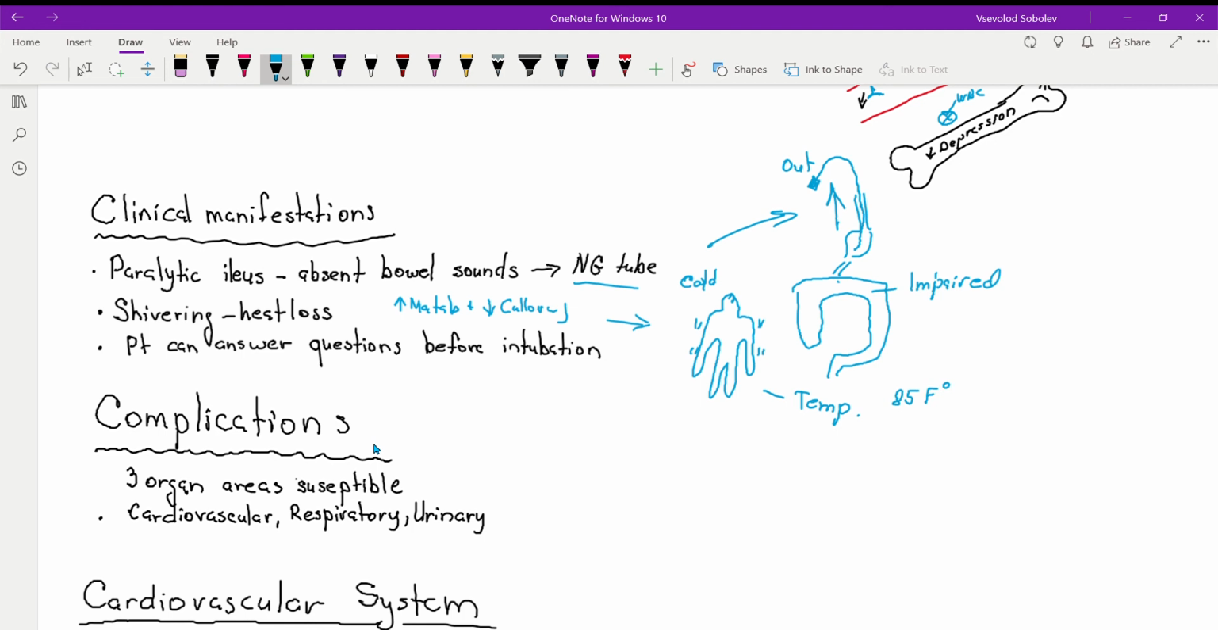The patient can answer questions before intubation. So yes, before intubation the patient is able to answer questions, but preferably within 2 hours after arrival they should be intubated, because those airways will be occluded by edema. And it's better done before that. It's better to use orotracheal access instead of tracheostomy. All right, I'll come back in the next video and continue.